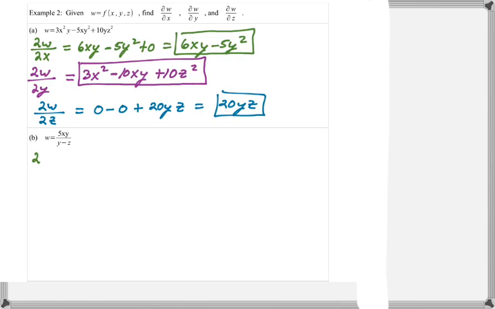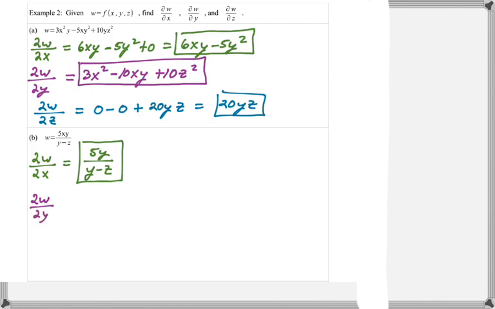So we're going to take the partial derivatives with respect to x, y, and z. So the partial derivative of w with respect to x. Okay, now the y minus z in the denominator is treated as a constant, so you could think of it as a 2 in the denominator, so it's just going to be there. You're not going to do anything with it. So it'd be no different than like 5x over 2. What's the derivative of that? 5 over 2. Okay, so likewise this would be 5y over y minus z. The rest are treated as constants.